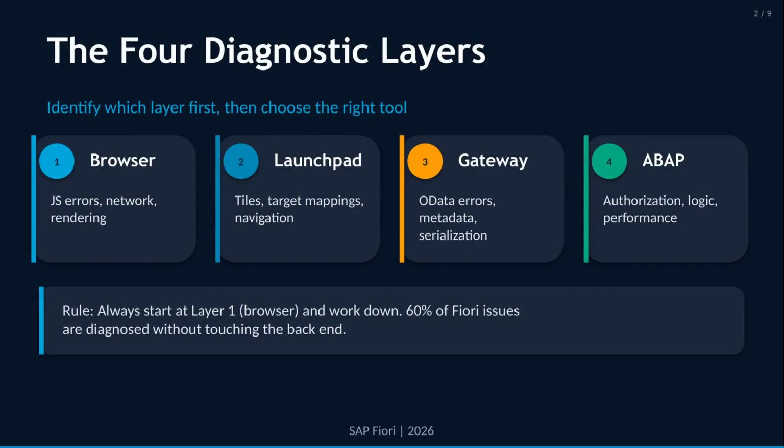Fiori issues can originate at 4 layers, and your first job is to figure out which one. Layer 1, the browser. JavaScript errors, network failures, and rendering issues live here. Layer 2, the Fiori launchpad itself. Tile configuration, target mappings, and navigation problems happen at this level.